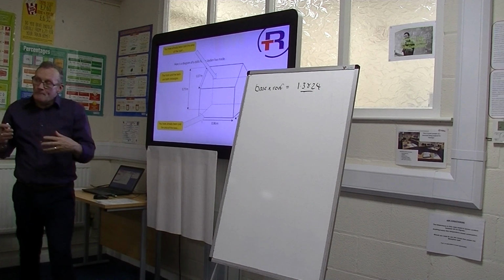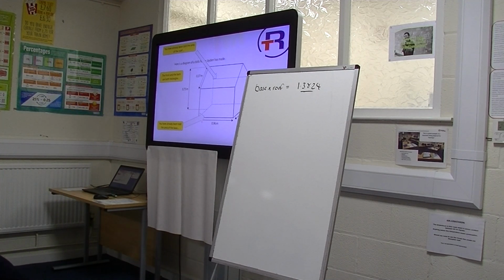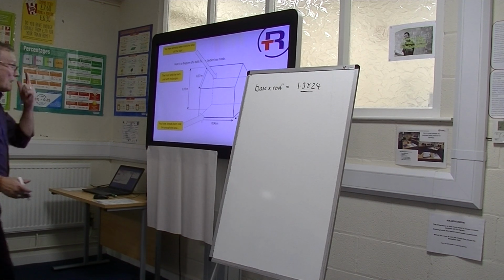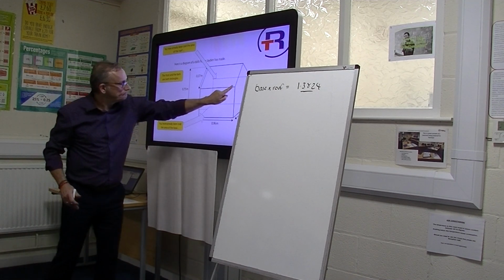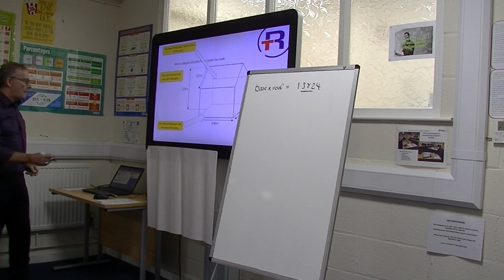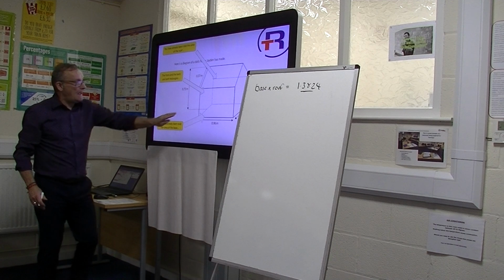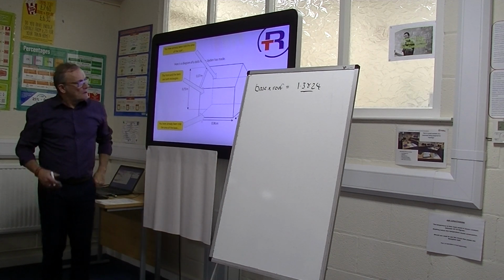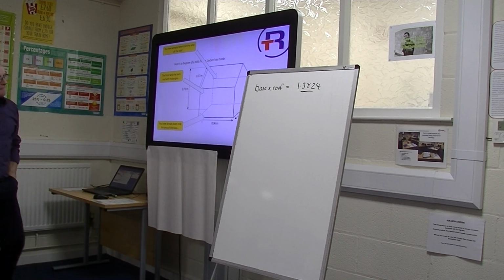Then I look at the front and the back, which are both rectangles. So we're back now to basically this situation. The front and the back are both rectangles. So we need to work out the area of the front. What measurements are we going to use there?